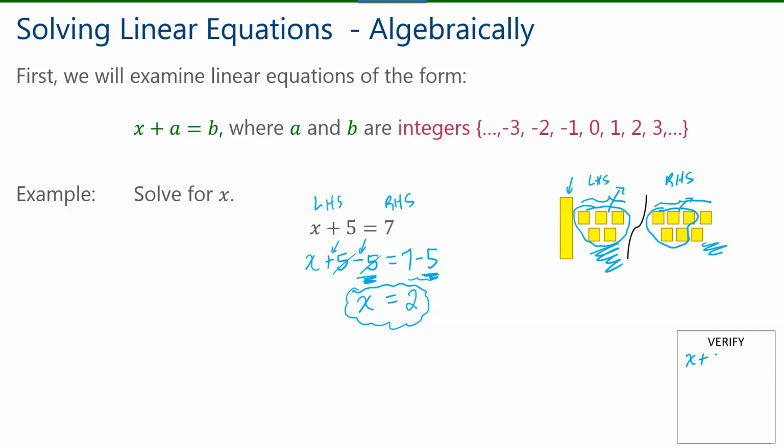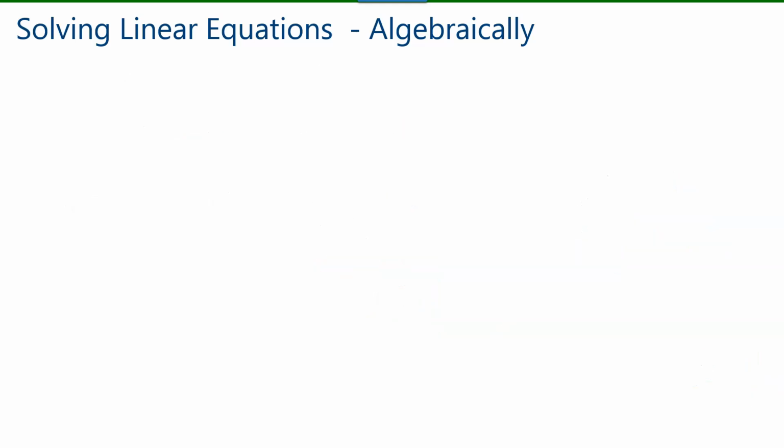We will verify our solutions here as well. X plus 5, and I put in my circle as I've been doing all along. In place of the x, we just found x to be 2. So 2 plus 5, does it equal 7? 2 plus 5 is 7. 7 equals 7. We're good. Let's try a few more examples.